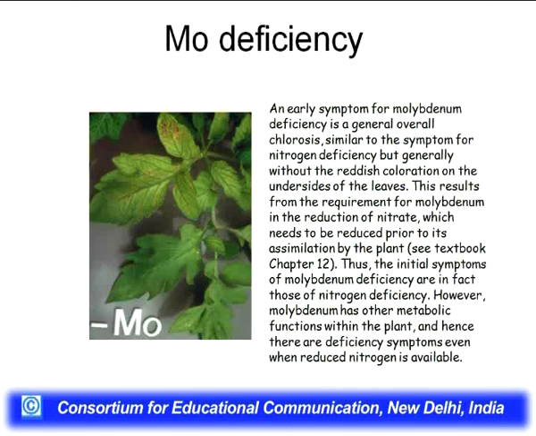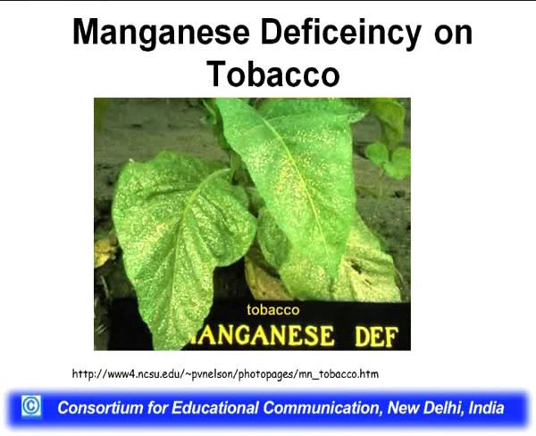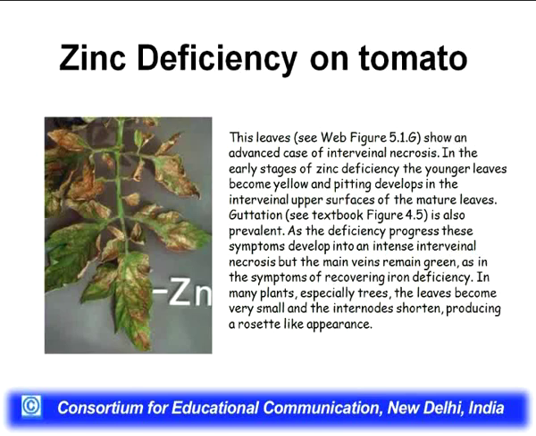Molybdenum deficiency, as I have been telling you, looks more like a nitrogen deficiency, because molybdenum is important for nitrogen metabolism. Manganese deficiency in tobacco looks like viral spots. Here a lot of dots are there, but one can easily check whether the virus is there or not, and if not, then probably it is a manganese deficiency. Zinc deficiency, like potassium deficiency, also gives the burning symptom, but it is not restricted to the marginal area. Zinc deficiency shows on the entire leaf blades.